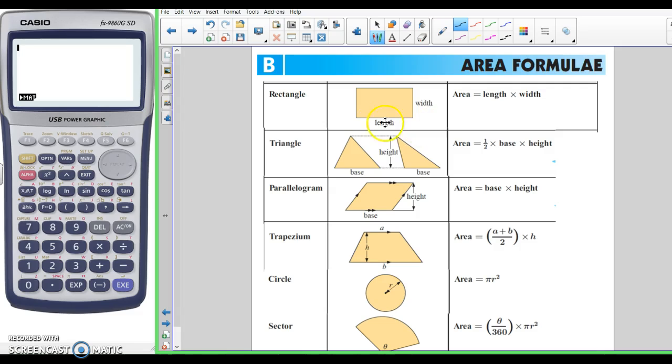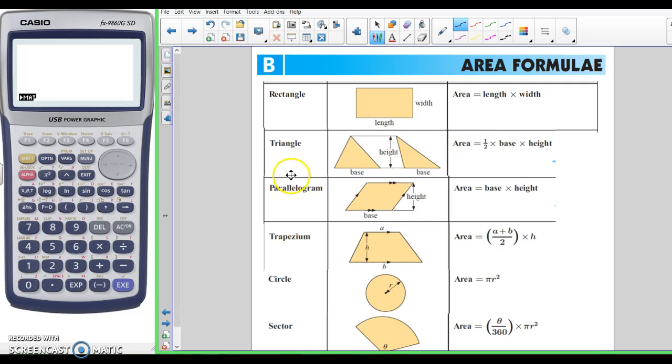Length obviously being one of the sides, width being the other. Got a triangle. To work out a triangle we have half of the base, so base being the bottom, times by the height of the triangle. Now the reason it's half is because if we put two triangles of the same size together, it makes up a rectangle, which would be the same as length times width, or base times height, and we half it to get that value.